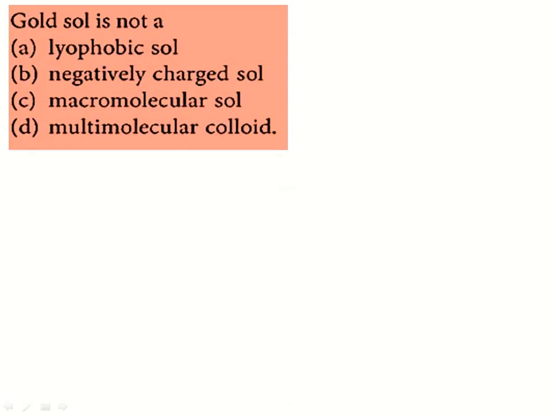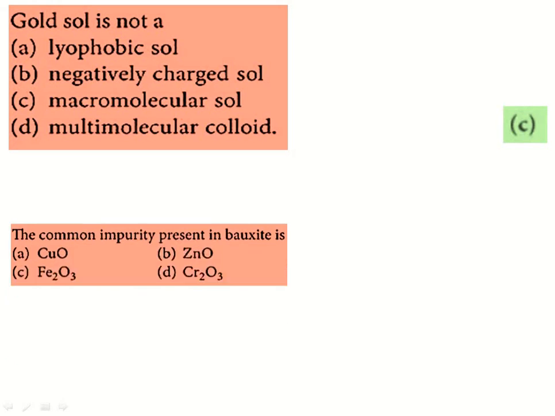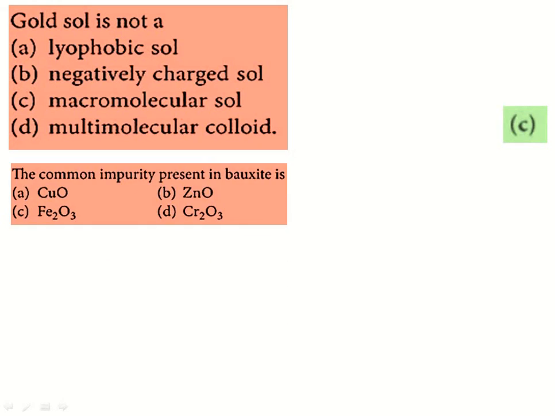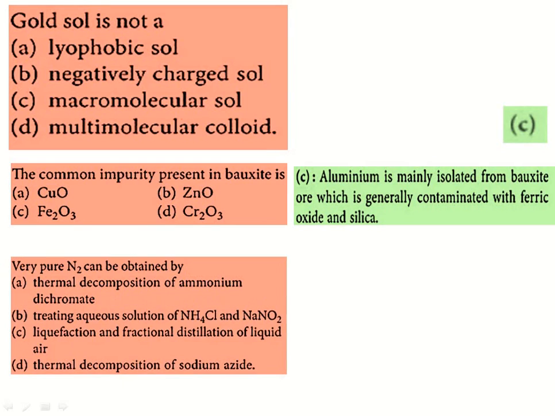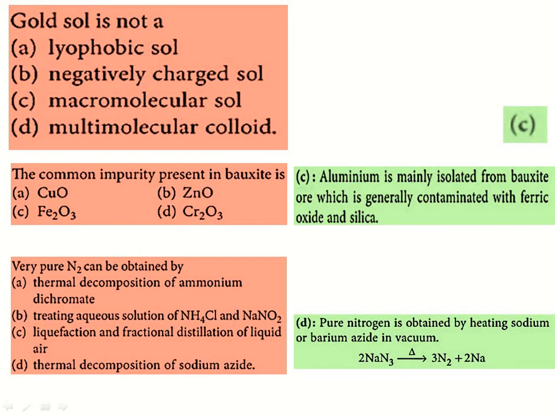Next, gold sol is not a macromolecular sol. Next, the common impurity present in bauxite is red and white. Red bauxite contains iron oxide. C option. Very pure nitrogen can be obtained by thermal decomposition of azides. So option D is the right answer for it.